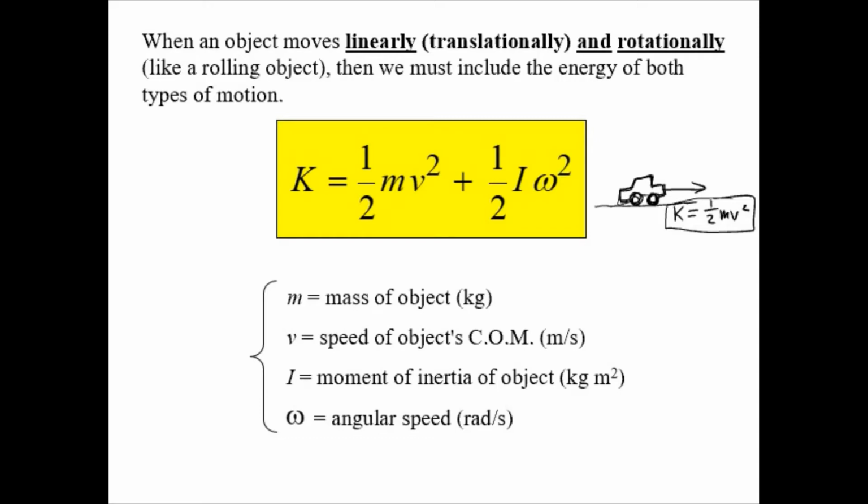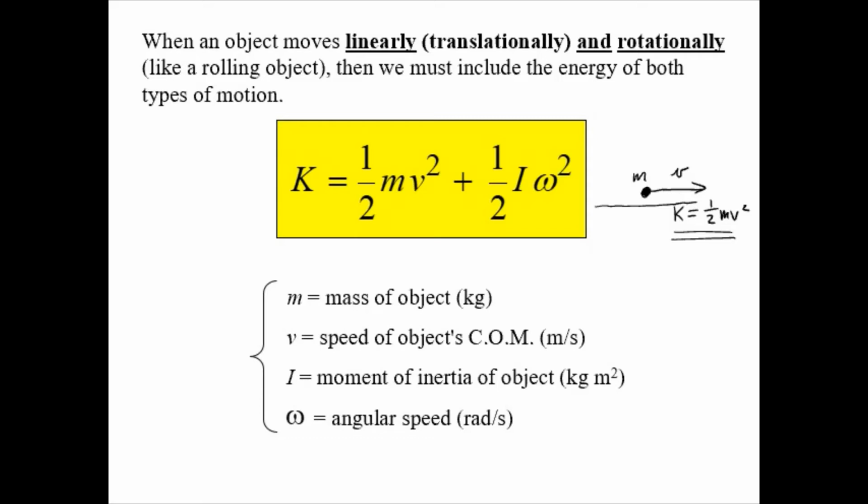Okay, and that's because we were modeling the car at the end of the day as a point particle. So we were basically saying, there's my car of mass m, and it's moving at speed v, and therefore it has a kinetic energy of 1/2 mv squared.